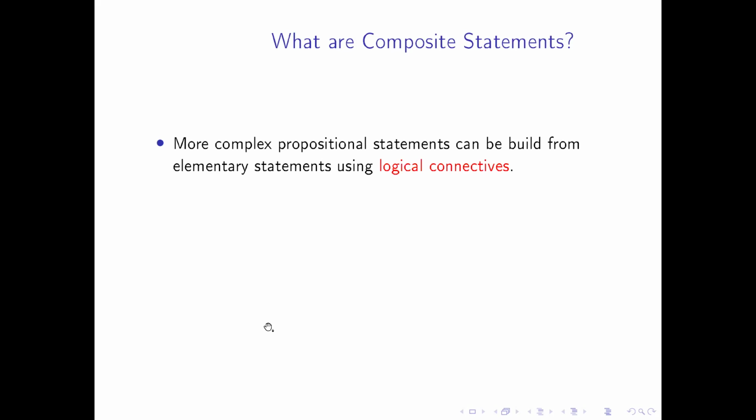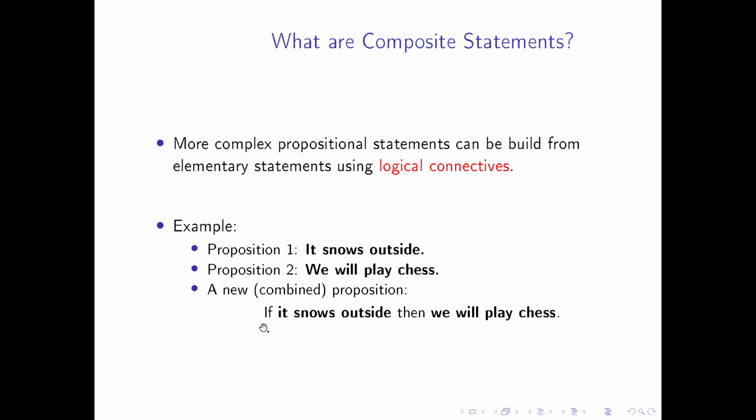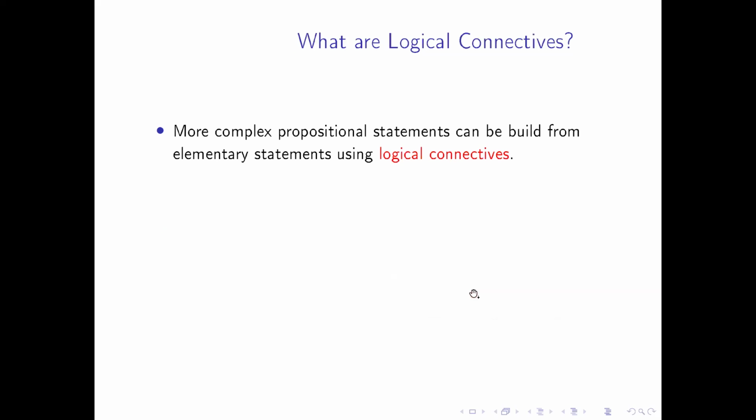After that, we start using what are called composite statements. This is where we connect two statements using some kind of logical connective. This is where our notation is going to start coming into play. For instance, I have two propositions here: it snows outside, and we will play chess. Each one is true or false. If it snows outside, then we will play chess. Notice how I connected them with an if-then statement, and this is where we get into implying things.